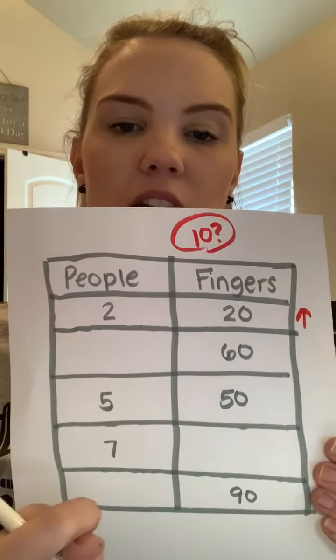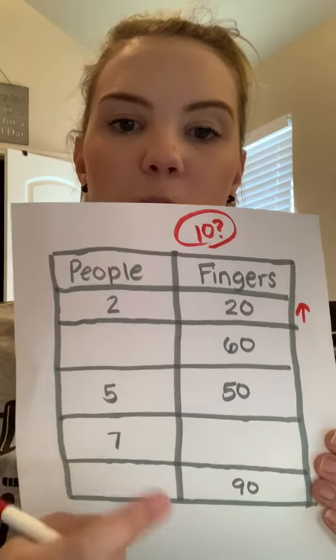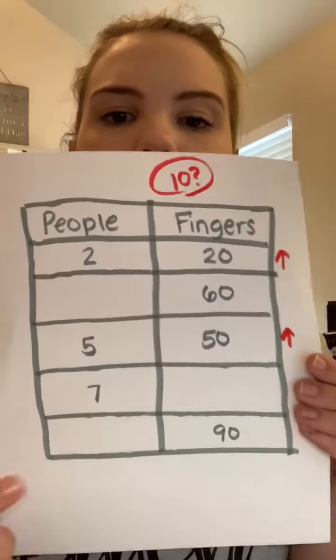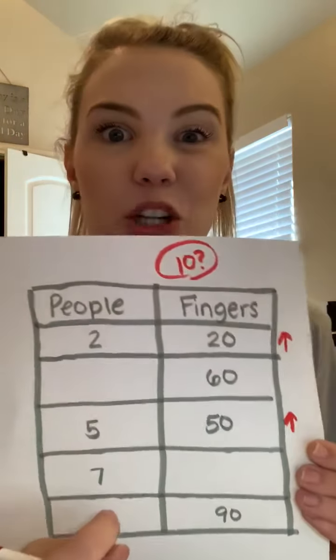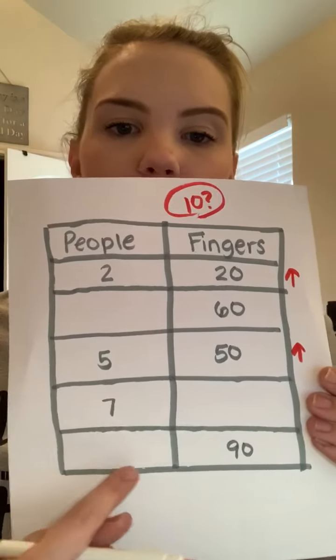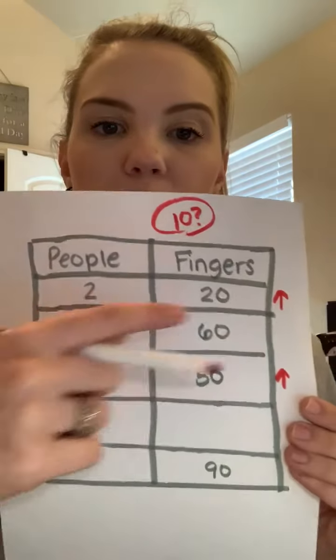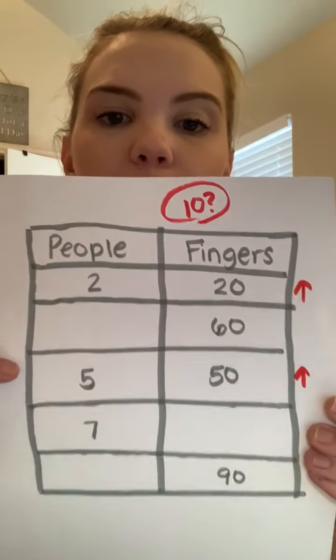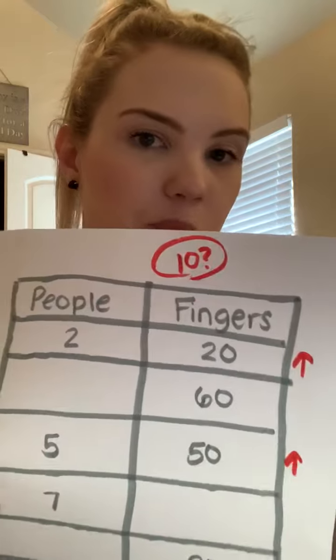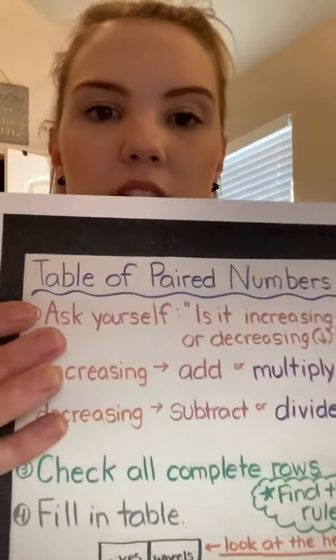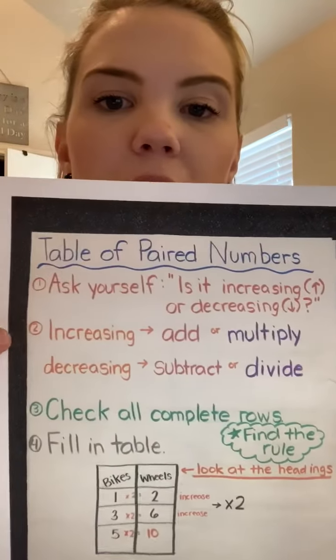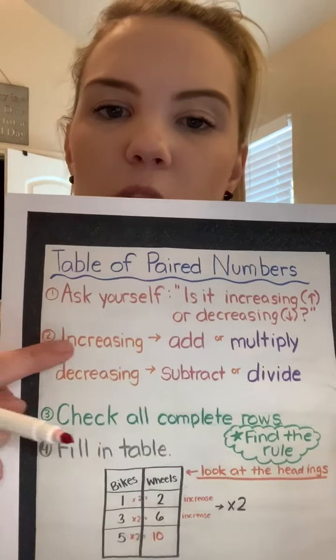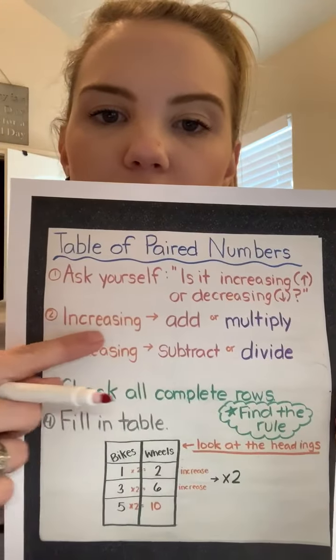What about 5 to 50? Well, I know if I start at 5 and I go up to 50, that's another increase. So I put my arrow. What about 7 to blank? You don't know because it's not a complete row. And blank to 90, you also don't know. So we have 2 complete rows and they follow the same rule. They are increasing. So after you figure out increasing or decreasing, you have to figure out what operation it could be. So we know both of ours were increasing, so we're gonna look at the increasing one.